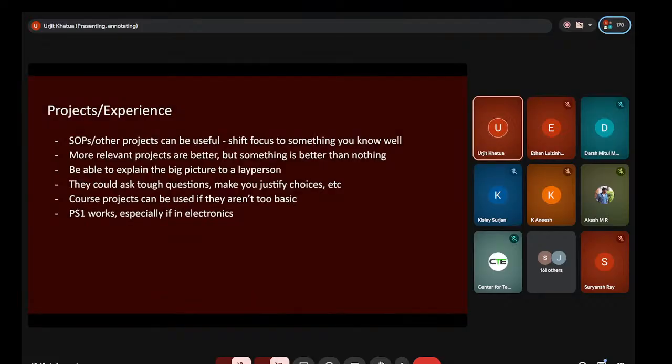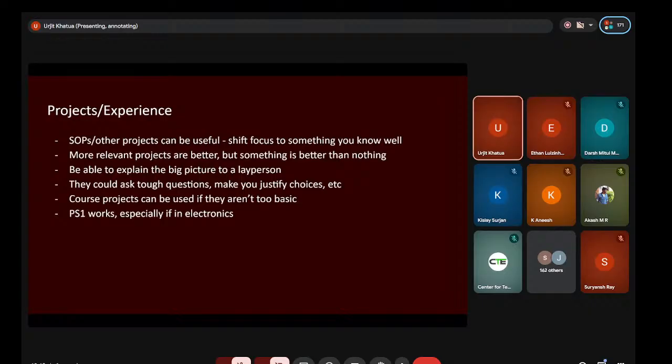Projects, again, as I said, you can add your SOP or any other club projects or such things. What projects are really useful for is that if you're in an interview, instead of having it focus on the questions that they have brought, you can shift the focus to something that you're comfortable with. So that's good. Of course, it's better to have projects that are in digital electronics, but all of us, I think, don't have that much experience at this stage of our careers. So I would say if you don't have anything to put, then any project works.